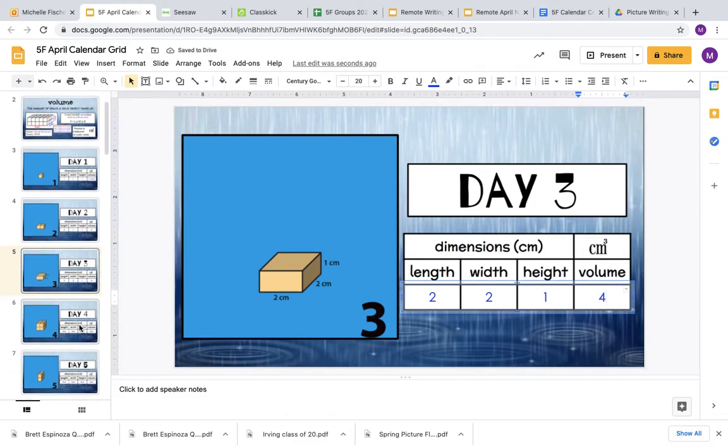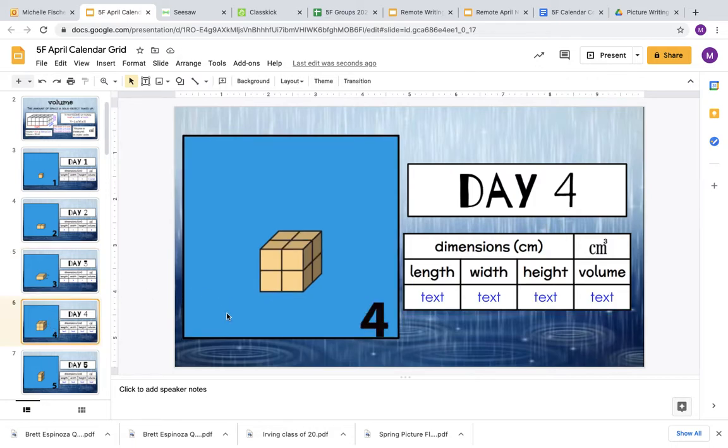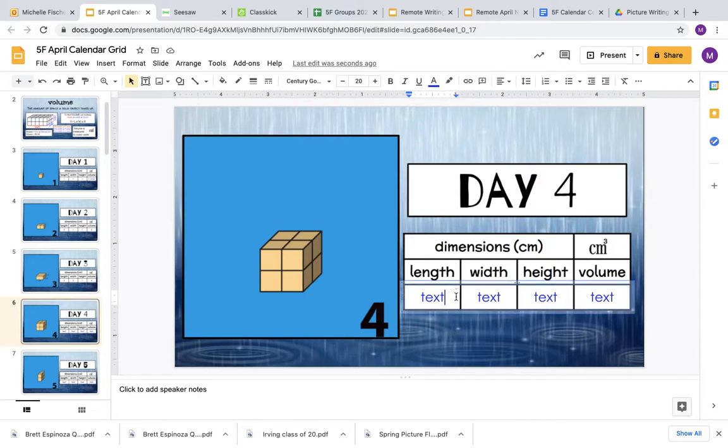All right, moving on to day 4. We are back to our cubes, our cubic units. So let's take a look. Our length going across the front, we've got 1, 2. So we've got 2 cubic units. On the side for our width, we've got 2 cubic units as well. And now going up and down with our height, we see we have 2 layers. So we have a height of 2 as well.